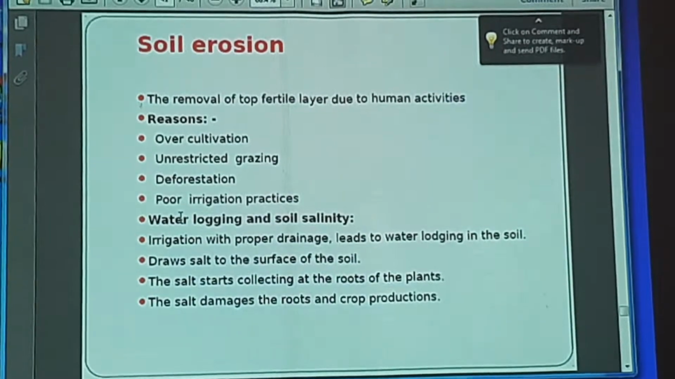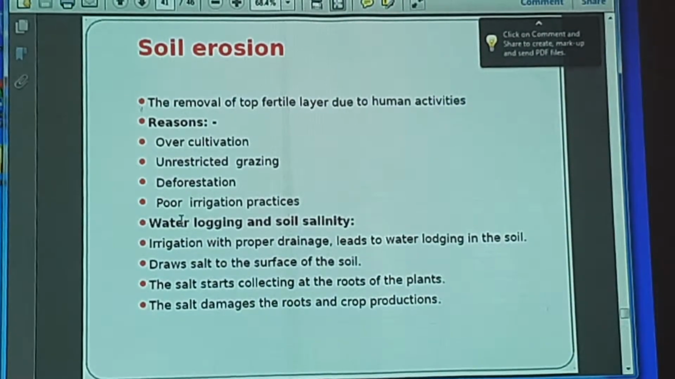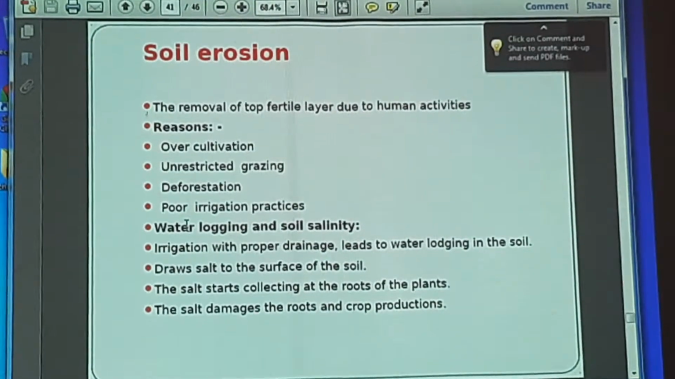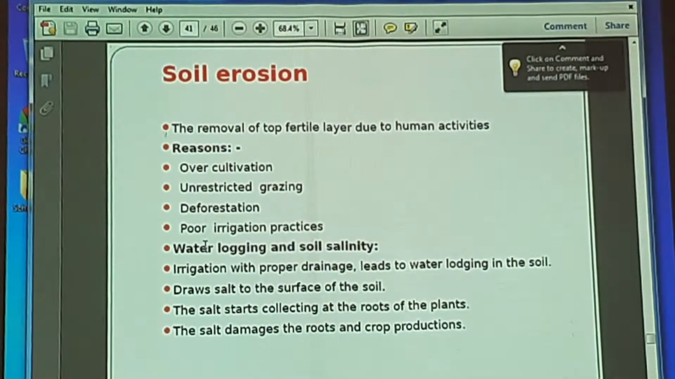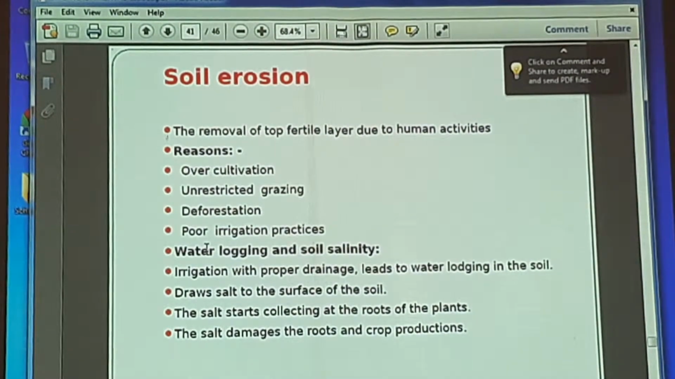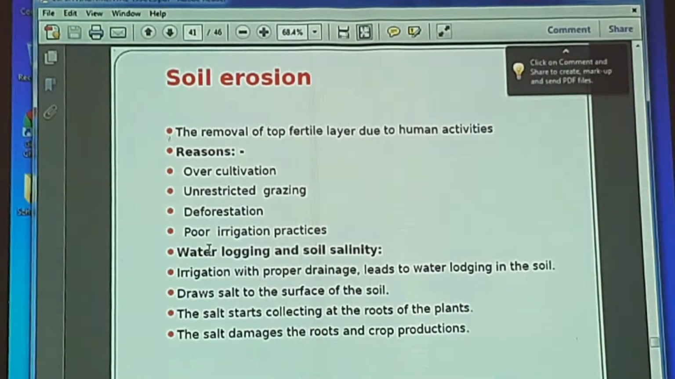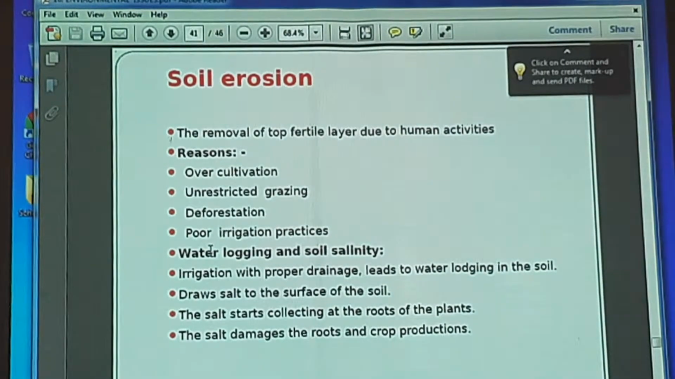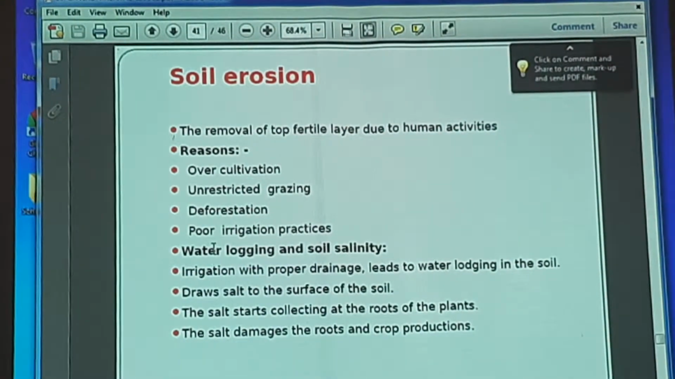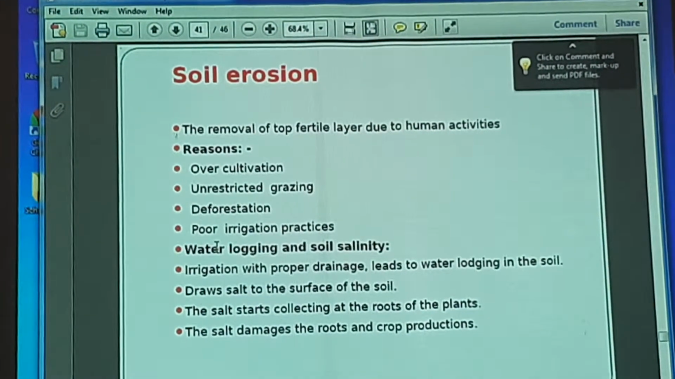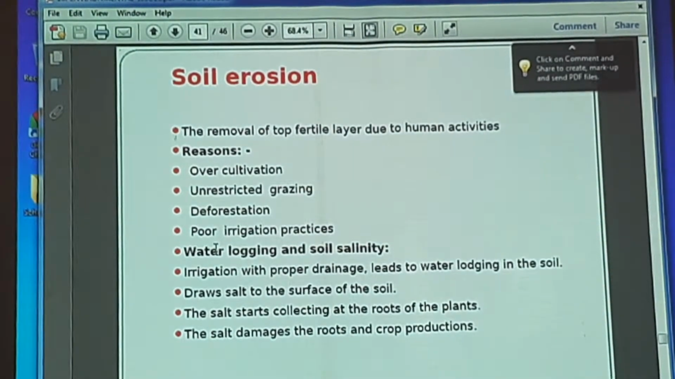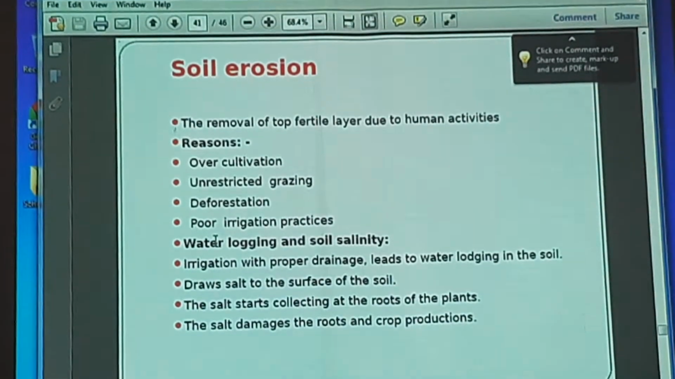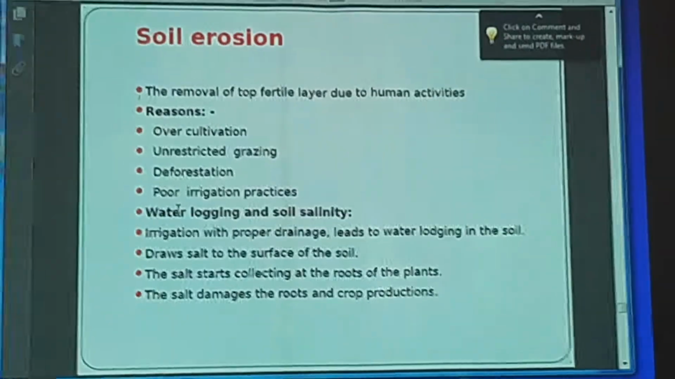Water logging and soil salinity. Salinity is the amount of salt concentration in the soil. Irrigation without proper drainage: if water accumulates, the lack of proper drainage leads to water logging in the soil. It draws salt to the surface of the soil. The salts dissolve in water and come out as ions, so they are brought to the surface of the soil.